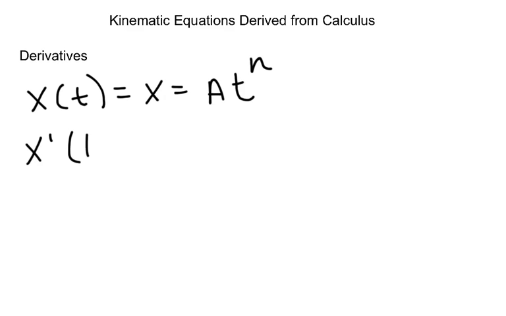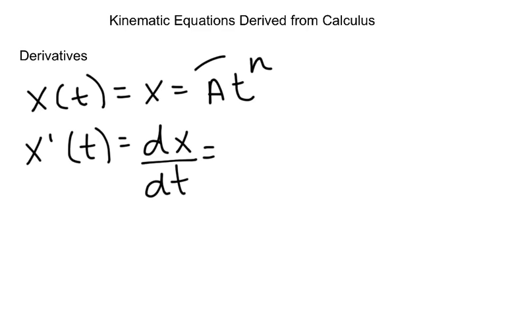The derivative of this function would be equal to the n comes down to the front, so we get n multiplied by that coefficient multiplied by the variable t to an exponent of 1 less than where we started.